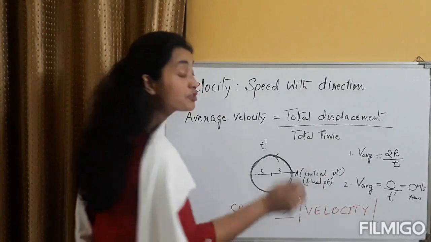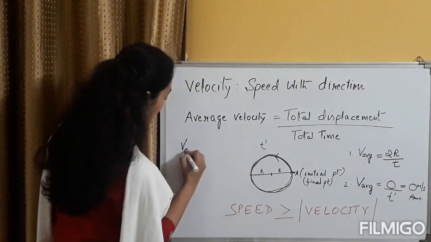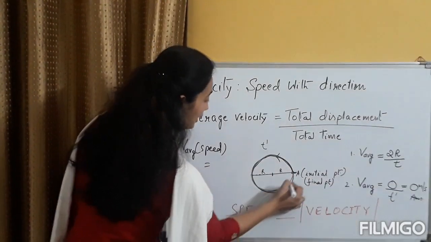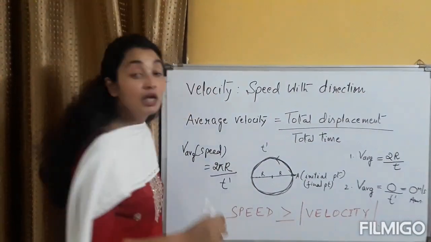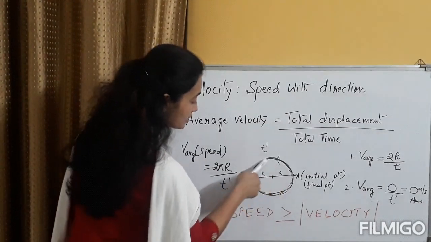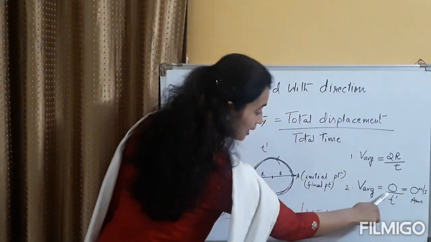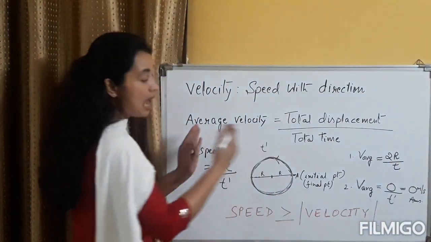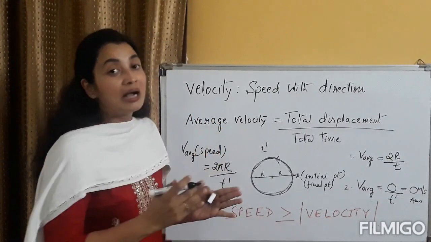Got the difference? If you are calculating average speed, then you will definitely take the complete circumference, that is 2 pi r, divided by the time. If you are taking speed, then you will take the complete path length. This is total distance, which is the circumference of the circle upon the total time. But if you are taking displacement, the displacement from A to A is 0 upon total time. So this is how, application wise, these two concepts vary.